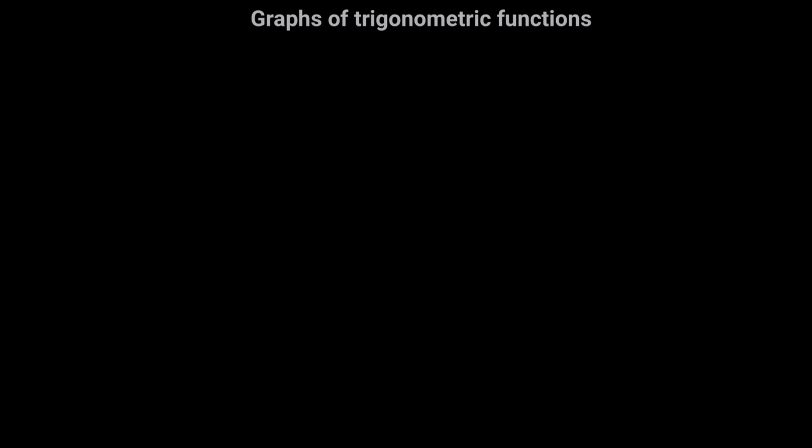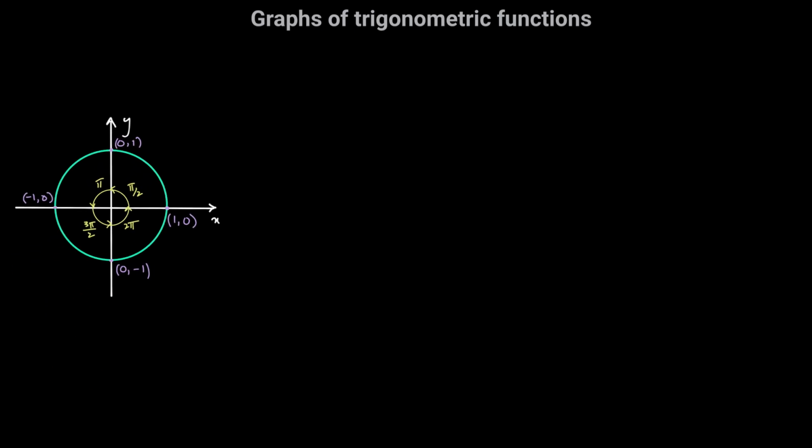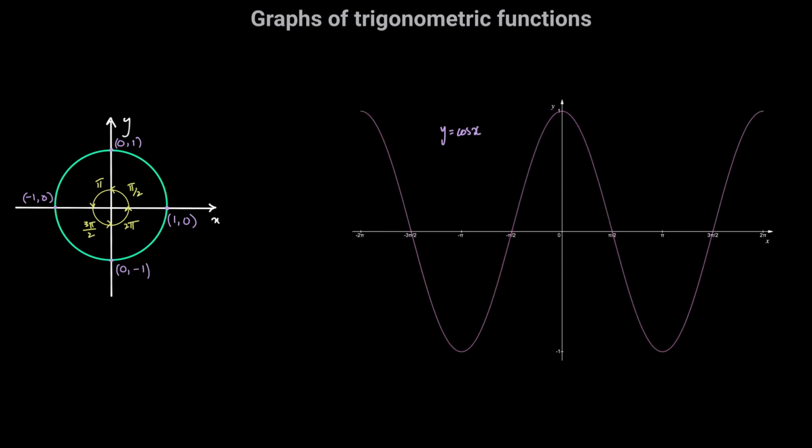Hey guys, so in this video we're going to look at the graphs of the trigonometric functions. And we're going to start by looking at the unit circle. So here we have the unit circle that has center point at the origin and it has radius 1 unit. And first we're going to look at the graph for y is equal to cosine of x.